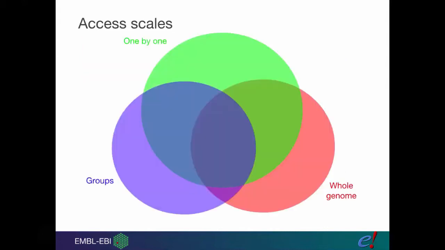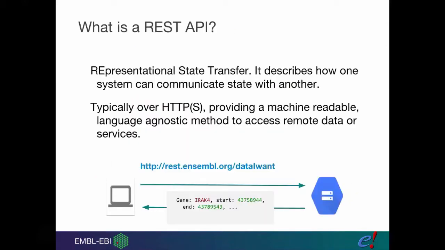So right at the beginning of this series, Astrid mentioned access scales. And the REST API really fits into this spot here. So it can be good for looking up things on a one-by-one basis and linking bits of data together. And it can also be good for looking up groups of data. The REST API isn't suitable for looking at data on a whole genome level, however.